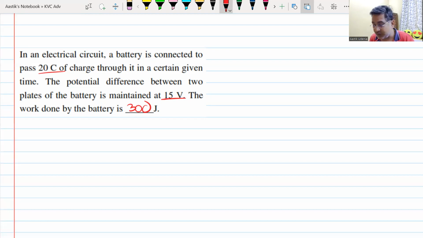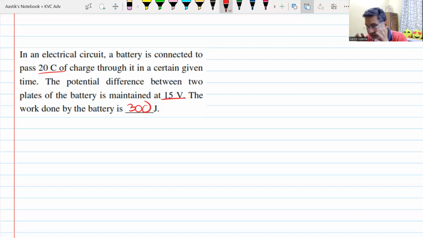The work done by a battery is Q into V. Do you remember it? Yes, sir. These are the things that you must remember. Q square by C is the work done? Where do you see C? Sir, we can write V as Q by C. Q by C? Is it mentioned that there is a capacitor there? No, sir. Why are you saying C?